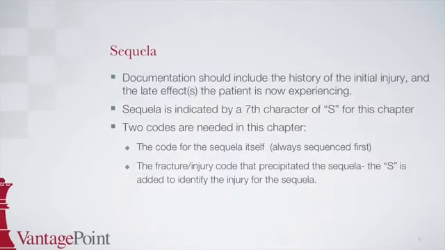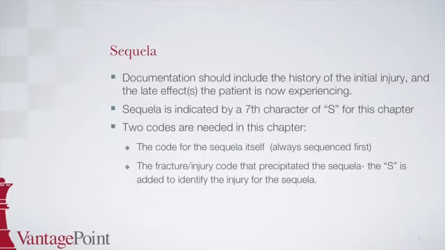The 7th character S for sequela is used for both traumatic fractures and all other types of injuries in this chapter, including burns and poisonings. The S is applied to the initial injury code to indicate that a condition is a late effect of the initial injury. Therefore, documentation should include the history of the initial injury and the late effect or effects the patient is now experiencing.